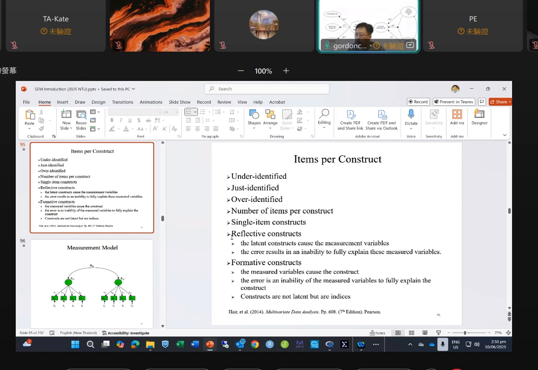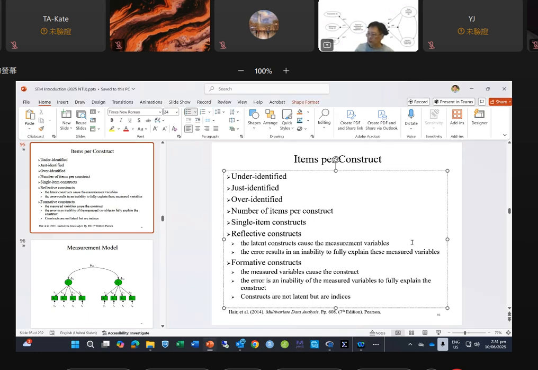Now, Ming-Jie yesterday asked about reflective constructs and formative constructs. I emphasize again that in structural equation modeling, we are based on the classical true-score model, such that we are dealing with reflective constructs. What we mean by reflective constructs is that the latent constructs cause the measurement variables. You still remember yesterday we have x equals T plus e. Here we are using the T to predict x, and therefore we have an error. So these are reflective measures, and in this way we can identify the measurement error for each item. The error results from the inability to fully explain these measurement variables. This is an e. We cannot use T to fully predict x.